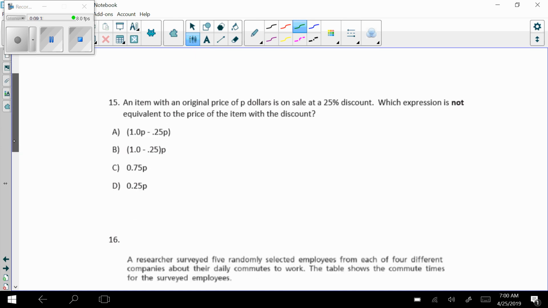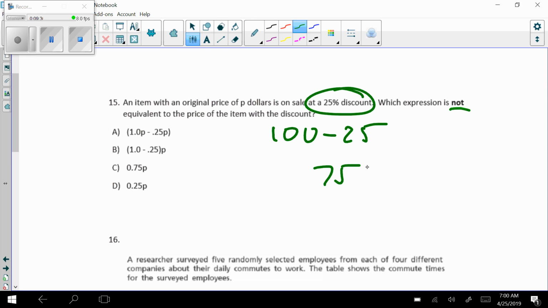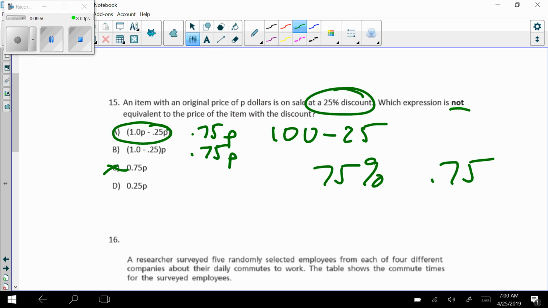And same thing with this one. 25% discount, not equivalent. Which one is not equal to that? There's nothing to subtract it from, so it's just another one where you take the 100 minus 25. This would be 75%, which would be 0.75. Which one is not? So it's not C. And if you took 1 minus 0.25p, you would get 0.75p. And if you did, in parentheses here, 1 minus 0.25, that would be 0.75p. So hopefully from there you can figure out what the answer is.